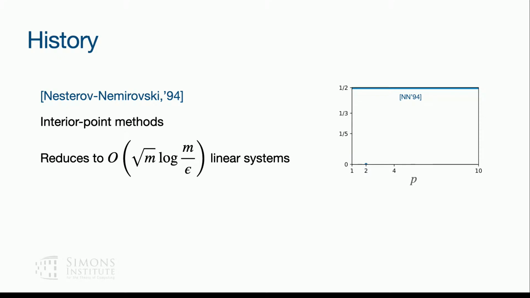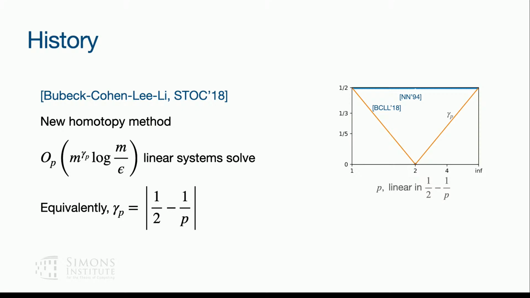We knew this. Further, in 2018, Bubeck, Cohen, Lee, and Li gave a new homotopy method. This can do better than IPMs, especially for small values of P. So asymptotically, instead of m to the 1/2, you now have m to the 1/2 minus 1 by p. And asymptotically, this is the same as IPM for p closer to 1 and close to infinity. But for other values of p, let's say 4, 5, or some good values, this is significantly better. So you can see this here.